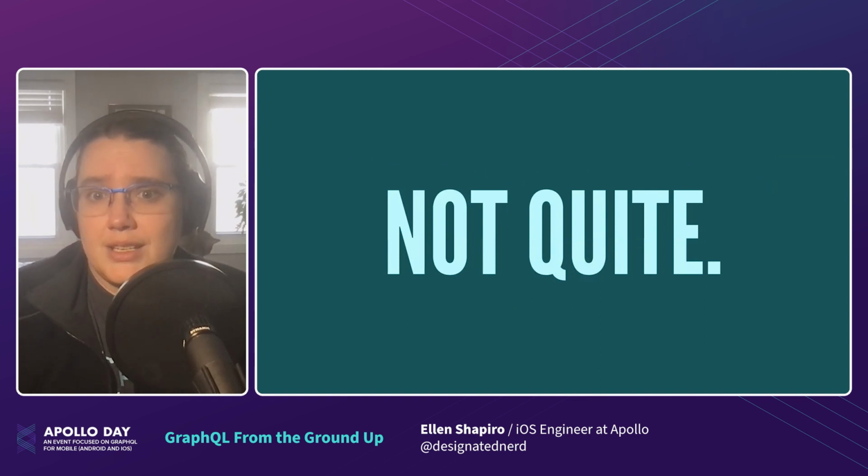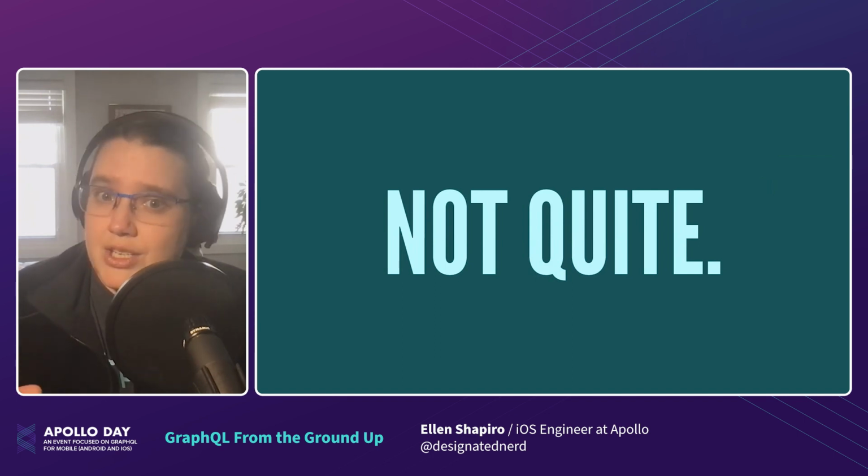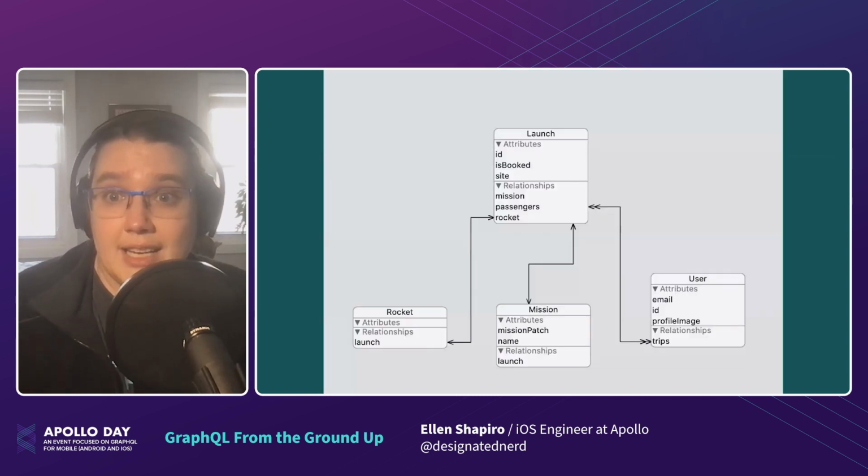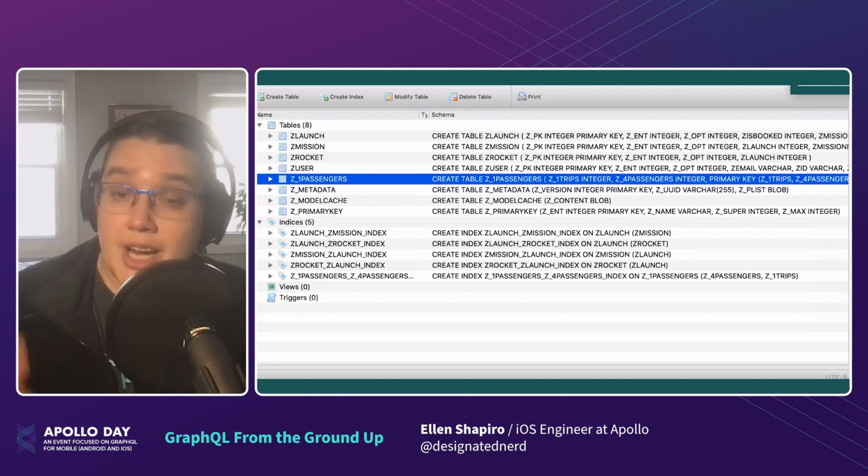The biggest of which is the focus of how data is structured. In a relational database, the focus is on the nodes and the relationships are somewhat secondary. And this is something that Core Data actually abstracts away for you. But you can see if you compare the entities, which in this little sample are a launch, a mission, a rocket, and a user, with the underlying SQLite database created by Core Data.